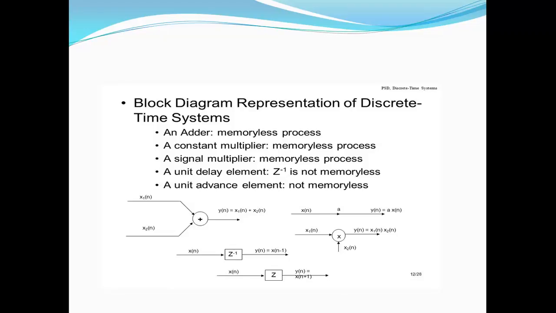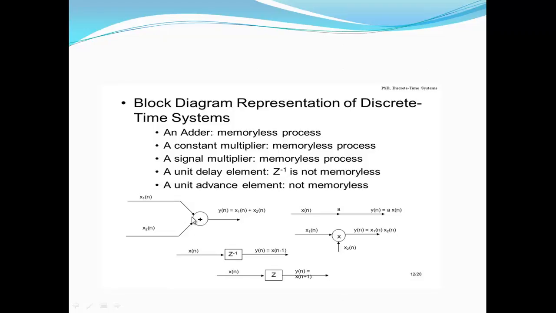Okay, so these are the various representations of discrete time systems. These are the various symbols used to represent your discrete time systems. For example, you are adding two signals. This is the way you show it diagrammatically.